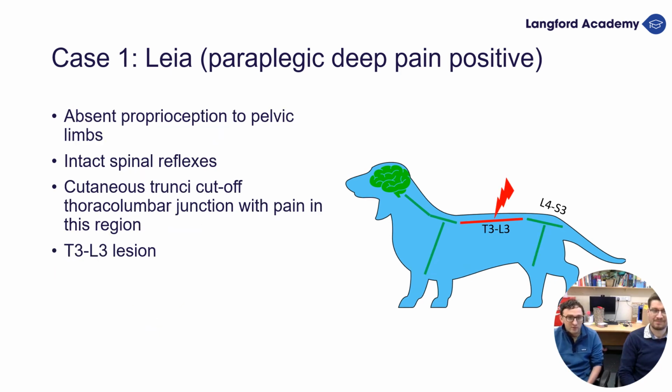Given the fact that we have some specific changes on her pelvic limbs, the fact that her pelvic limb spinal reflexes, such as patella, and her withdrawal reflexes are intact, and the fact that her cutaneous trunci cuts off at the thoracolumbar junction would make us want to localise this to a T3-L3 lesion.